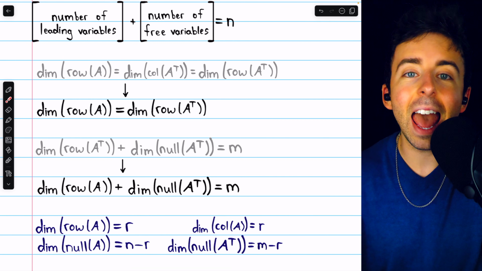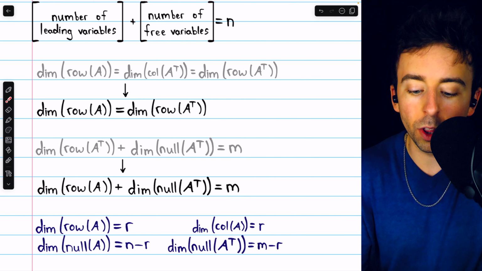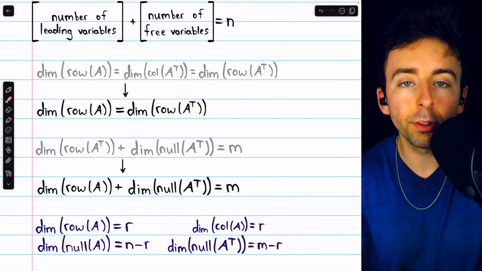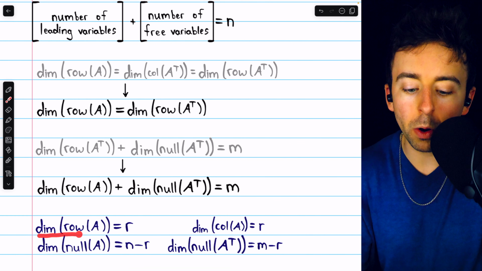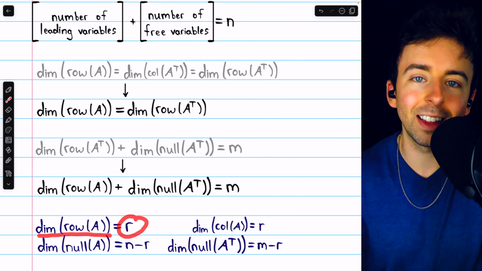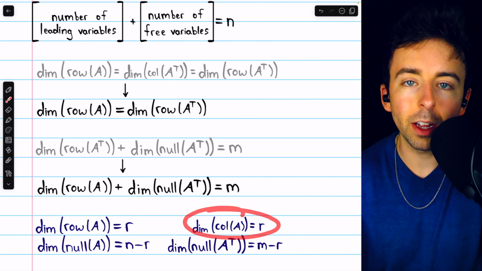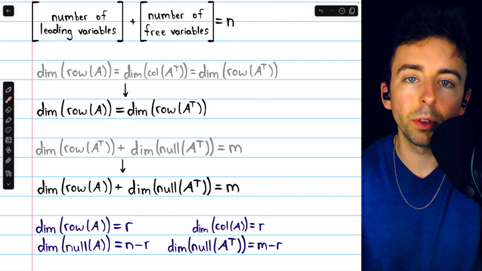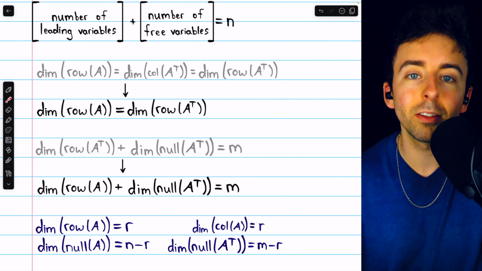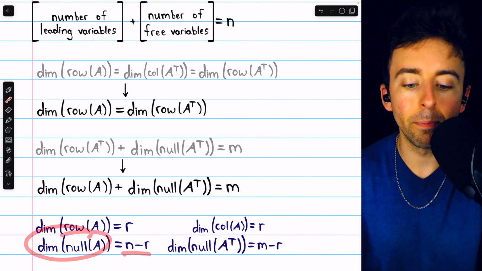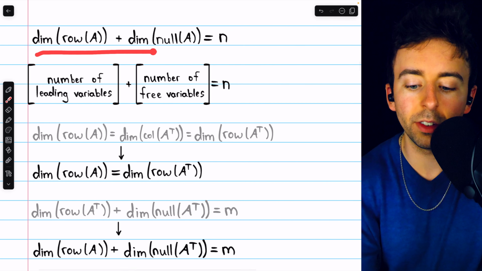If A is an m by n matrix with a rank of r, then these are the dimensions of its fundamental spaces. The dimension of the row space of A is r, because that's just the rank by definition. The dimension of the column space of A is also r, because we know the dimensions of the row and column spaces are the same. The dimension of the null space of A is n minus r.